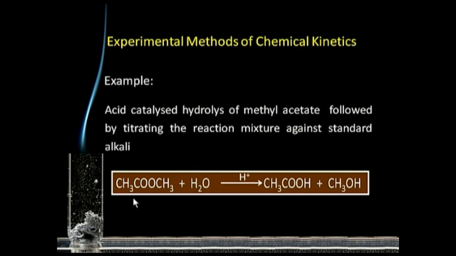So, this is the reaction, ester undergoing hydrolysis in the presence of an acid to give you acid, that is acetic acid, and methanol. As the reaction progresses, the concentration of the acid increases, which can be suitably found out by titrating against standard alkali. The data generated can then be used for finding out the rate constant and further the order of reaction.